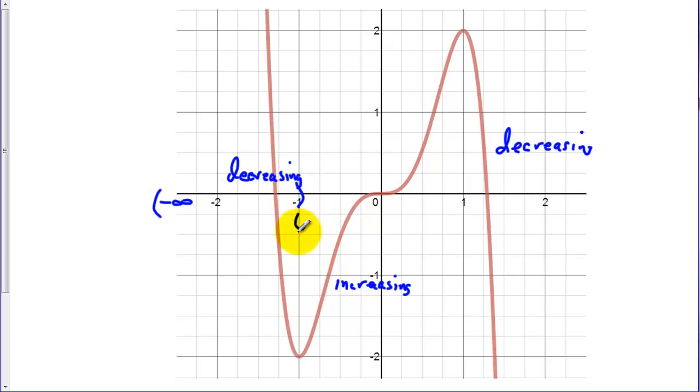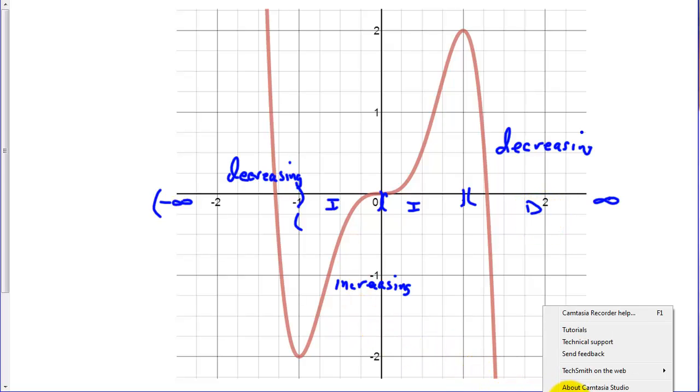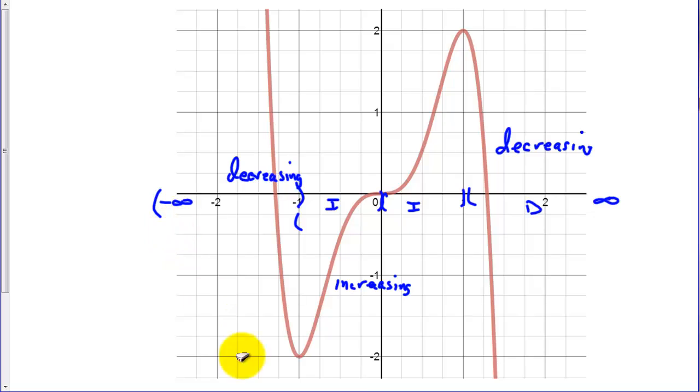From negative 1 over to here, it's increasing. And then from here to this point here, it's also still increasing. So this is increasing, this is increasing, and then from this point out to infinity, it's decreasing. So we're going to look at how can we figure that out without having to look at the graph. So let me clear off my writing here quickly.